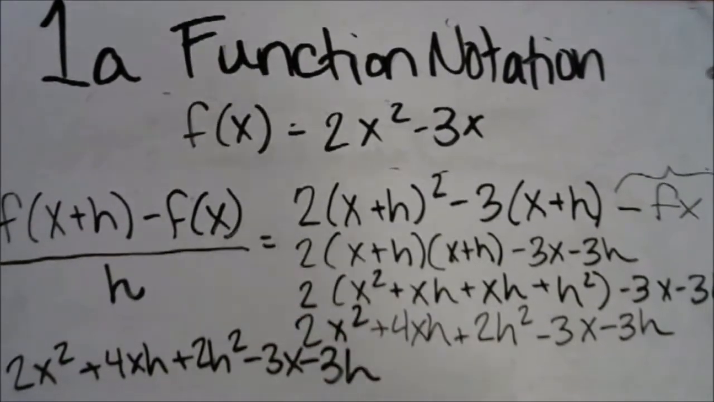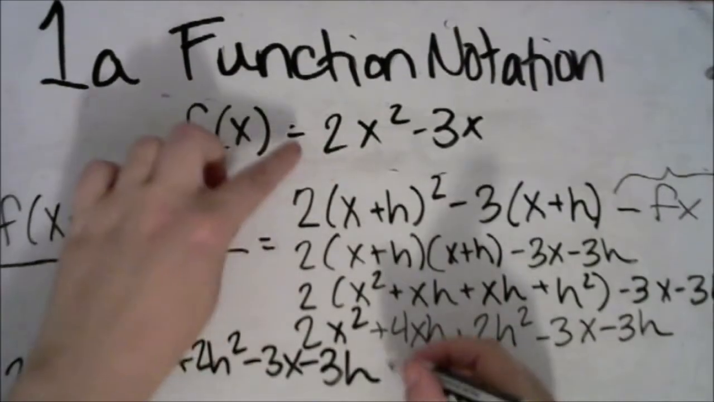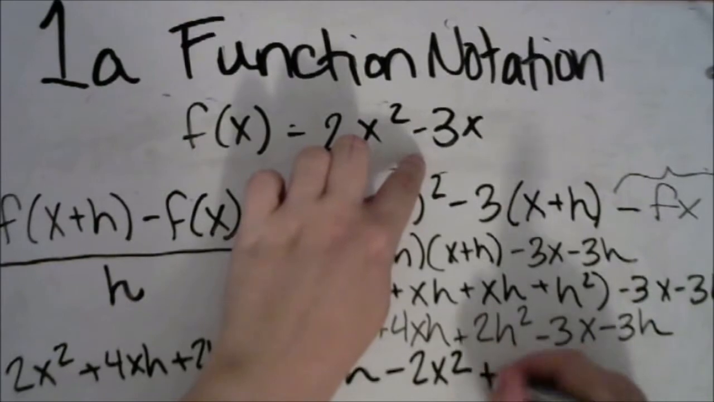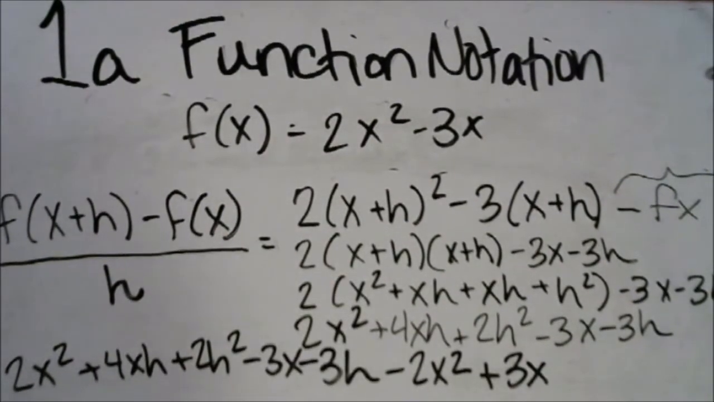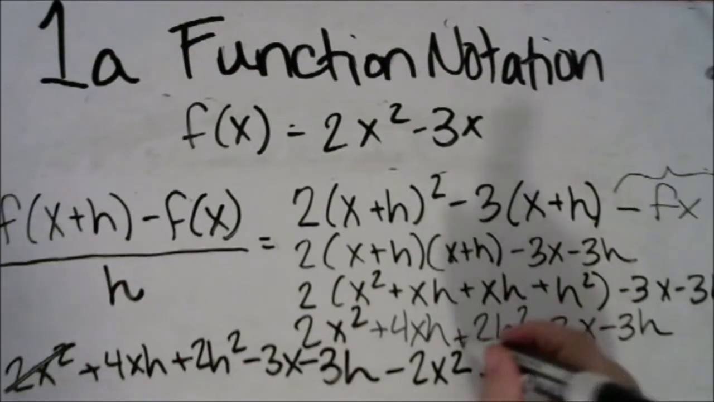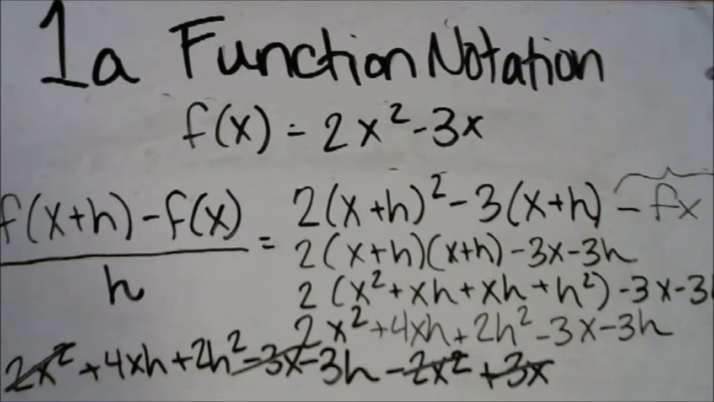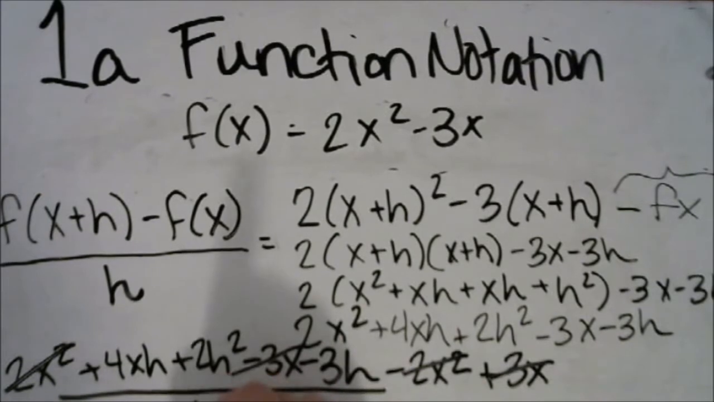And then I have to be careful because I want to subtract the original function. So I'm going to subtract 2x squared, and I'm going to subtract a negative 3x, which actually means I'm adding it. You can see that the 2x squareds will now cancel. The 3x's will now cancel. And we don't want to forget that the entire expression is over h.